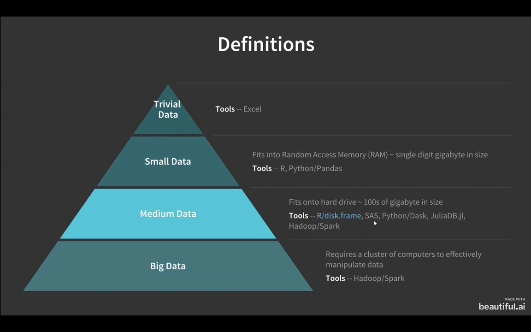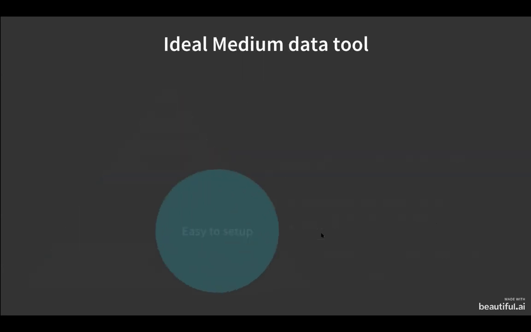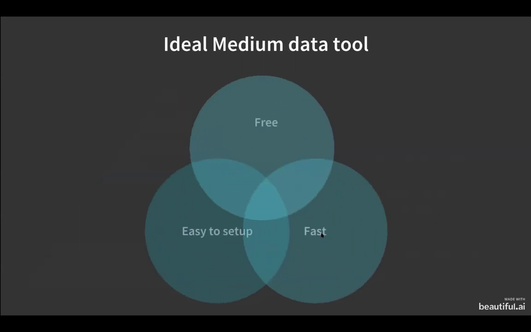Traditionally, people would be using things like SAS, or in Python they use Dask, or there's a new tool called Vaex, or in Julia, JuliaDB. Some people use Spark on a single computer, but that kind of defeats the purpose of Spark, I guess, but it kind of works. So this is what I think of as the ideal medium data tool. It's got to be free. It's going to be easy to set up. It's going to be fast.